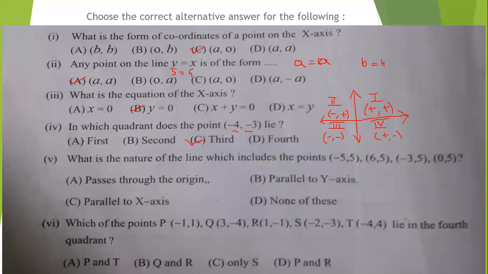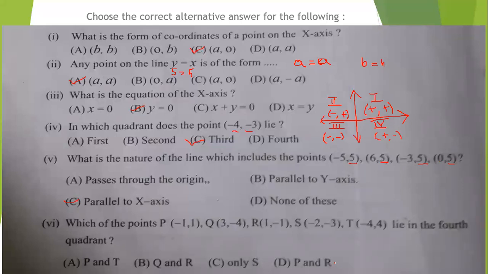Now among B and C, if you will see the points here, the y coordinates are same, right? See everywhere it is 5, 5, 5, 5. Okay, so it means the line is parallel to x-axis. If the y coordinates are same, then the line is parallel to x-axis. And if the x coordinates are same, then the line is parallel to y-axis.